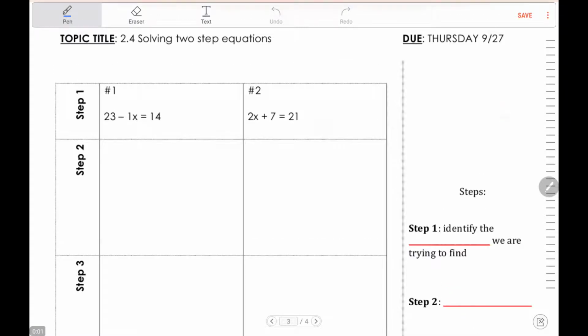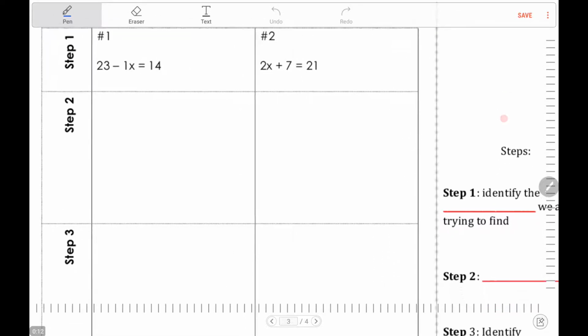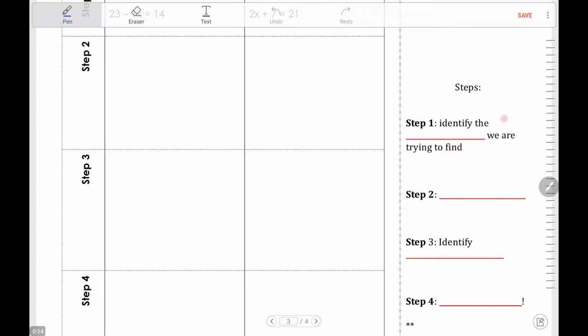Hi guys, so today we're going to talk about solving two-step equations. So far in class you've only learned about one-step equations, so this video is a little preview for tomorrow's lesson, and hopefully it will help you get a head start. So our steps are exactly the same.